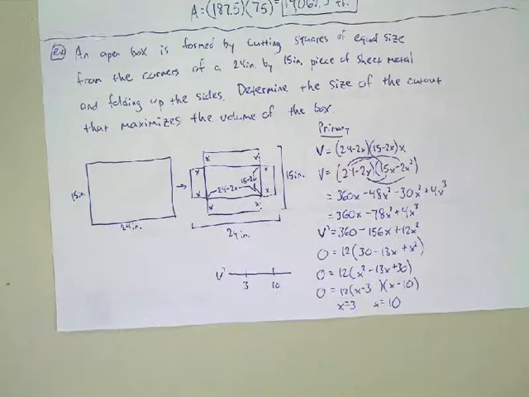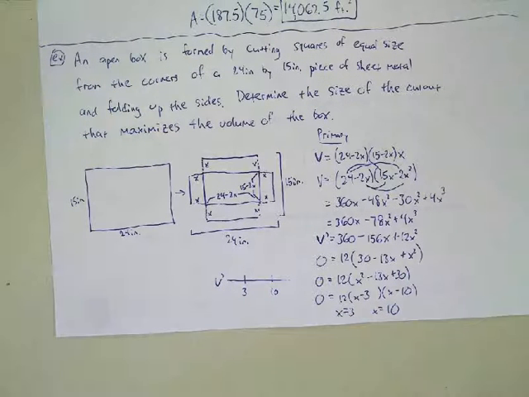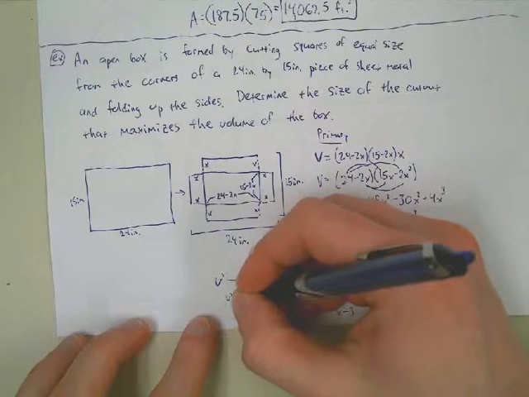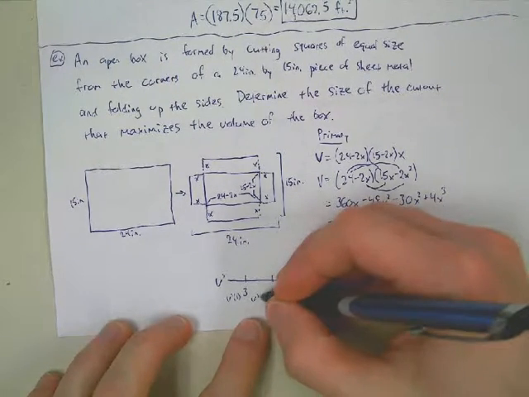So to the left of 3, what number should I pick? 1. Yeah, I wouldn't pick 0 here, because we wouldn't really be making a box then. So let's say 1. Am I moving too fast? Do I need to slow down? No? Okay. And then we'll pick V prime of 4, and I'll pick V prime of like 11.